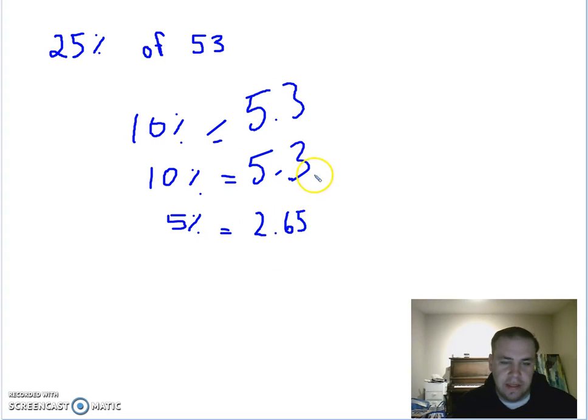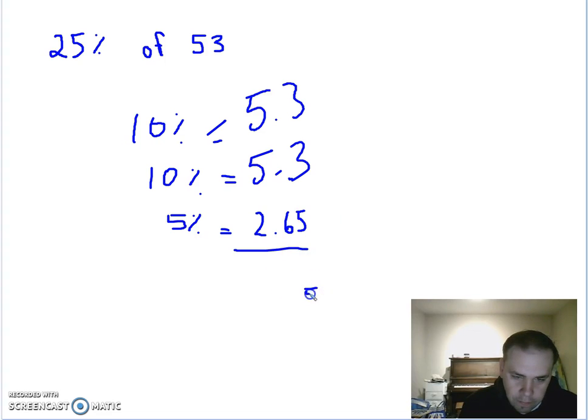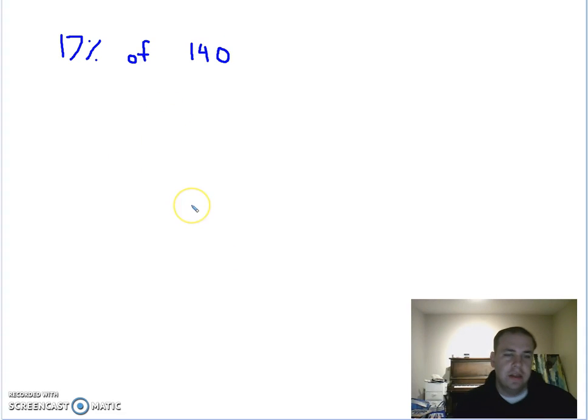And then I can just add these up. So I have 5, 6 plus 6 is 12. Oops, I put my 2 up there. I carried the 2 instead of carrying the 1. So I have 1, 2, 3 plus 10. So 13.25. All right, last question.